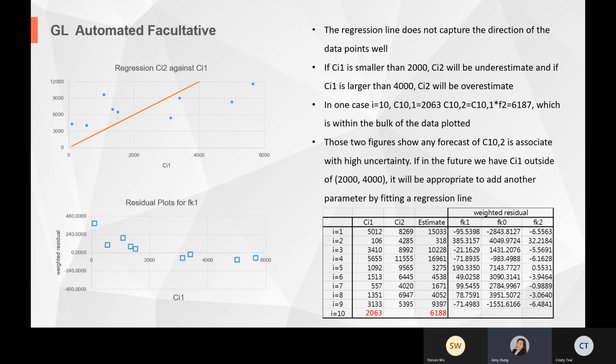Lastly, those two figures show any forecast of C102 is associated with high uncertainty. If in the future we have Ci1 outside of the interval of 2000 and 4000, it would be appropriate to add another parameter by fitting a regression line.